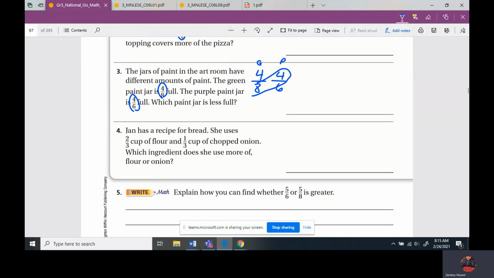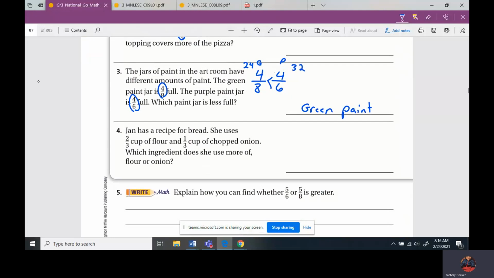So I'm gonna draw my butterfly, and the butterfly flies up. I know 8 times 4 is 32. Let me do the butterfly this way. I know 6 times 4 is 24. Now ask yourself, erase it all, ask yourself, which number is bigger, 24 or 32? Hopefully you said 32. So really, 4/6 is greater. So it says which one is less full. So which one is less than 4/8, which is the green paint jar, green paint.